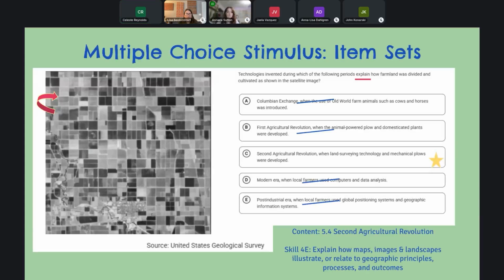Okay, so here's a multiple choice stimulus item set, and I put all three questions in there so that you can see what those look like. And remember, in these item sets, and Lisa spoke about these, they can be beginner, intermediate, and advanced skills as the questions move on. They also could be beginner, beginner, advanced, or they could be intermediate, intermediate, advanced. So make sure you're giving your students a lot of practice on these.